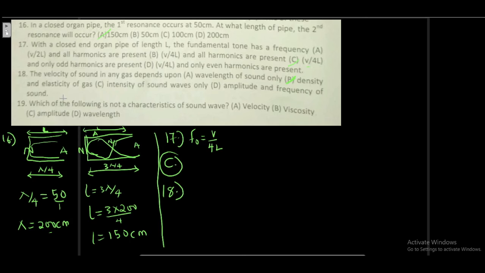Now, question 19, they said, which of the following is not a characteristic of sound wave? We have velocity, viscosity, amplitude, and wavelength. Velocity is a characteristic of sound wave, amplitude also, wavelength also. Viscosity is a characteristic of the medium. So the correct answer is option B. It is not a characteristic of sound wave.